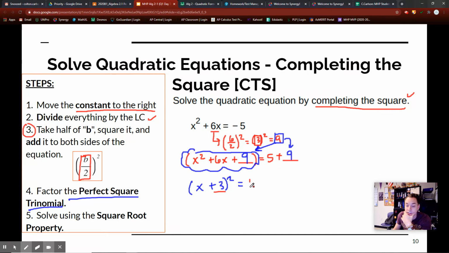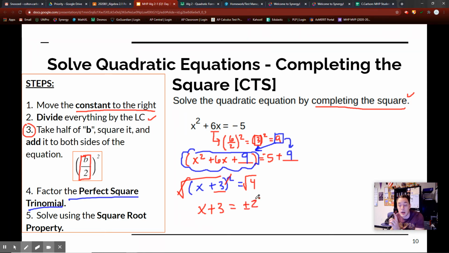Now on the other side, this is going to be 14. And now I can take the square root property. Oh, sorry, this is going to be negative 5, so not 14. My bad, I didn't even put the negative 5. So this is 4. I take the square root property, and that goes away. This becomes x plus 3 equals the square root of 4, plus or minus 2.